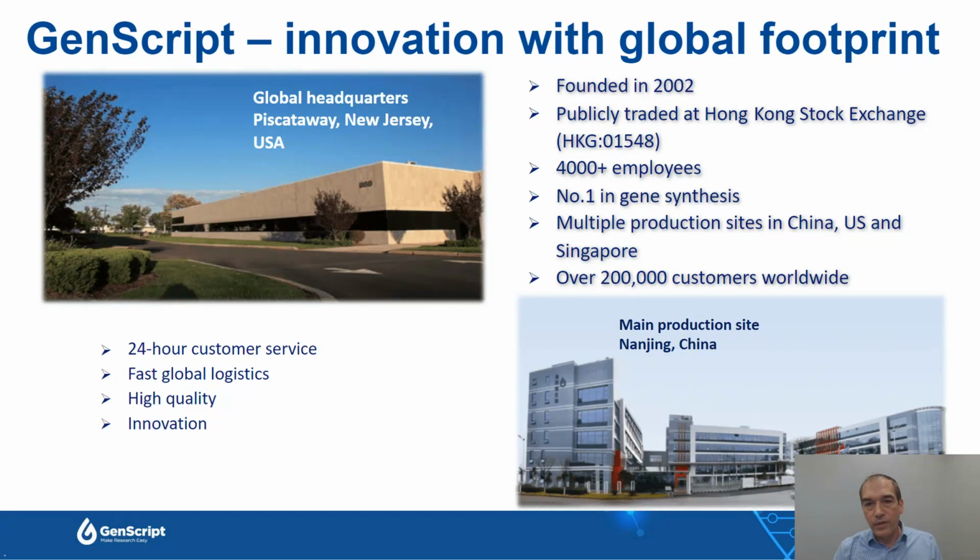So first, before I go into vaccines, a little introduction about GenScript. GenScript is a global company with a lot of services and products. We were founded in 2002. We are publicly traded on the Hong Kong Stock Exchange. We have about 4,000 employees right now, and we are very well known to be #1 in gene synthesis. We also have multiple production sites. Some are in China, some are in US, some are in Singapore, and we have served over 200,000 customers worldwide. Our headquarters is in Piscataway, New Jersey, USA, and we offer 24-hour customer service. We have fast global logistics. We offer high quality and very innovative services and products.